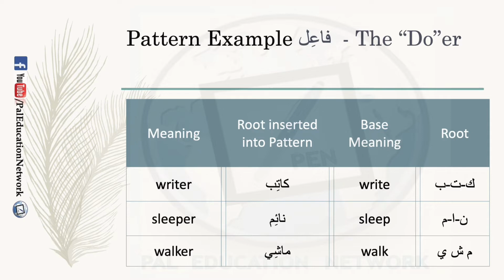Now we have another one which is mim, sheen, ya. That means to walk. So by this time, your 3 blocks should be filled, that I have 3 root words already. And if you see mashi, that is a walker.